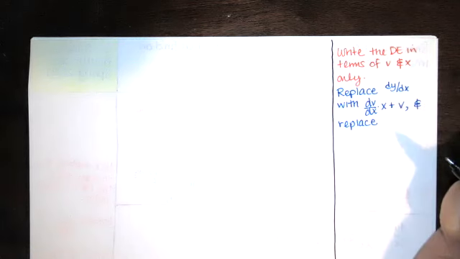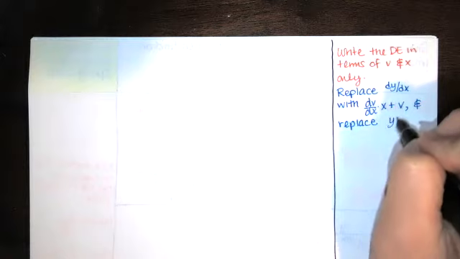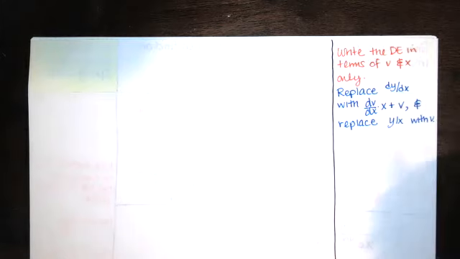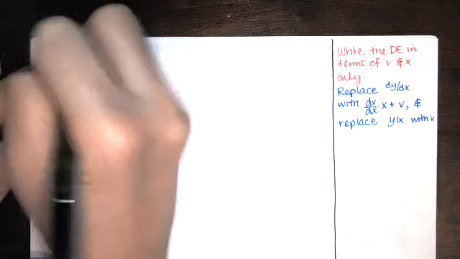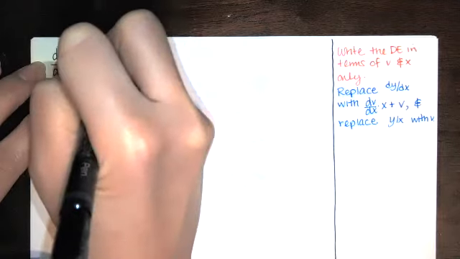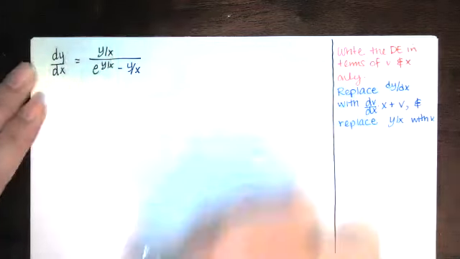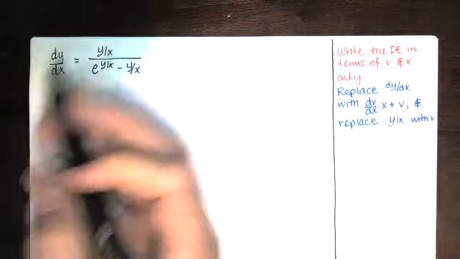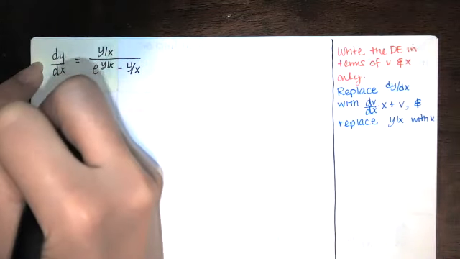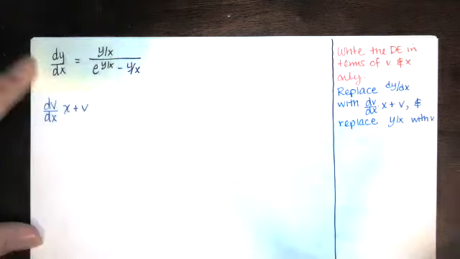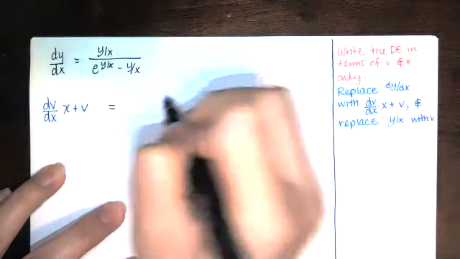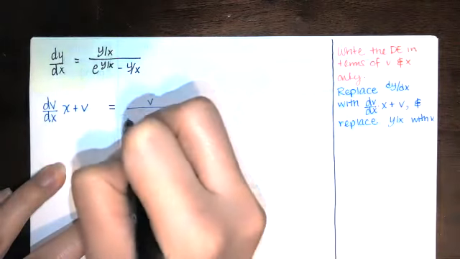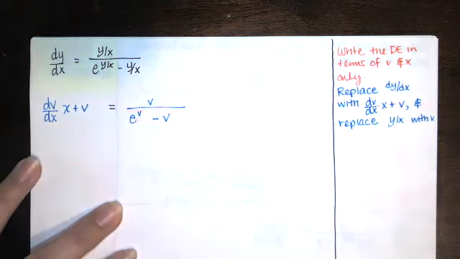And we're going to replace y over x with v. There we go. So we've got this. And we substitute dv/dx times x plus v over here. And then over here we have y over x is v. So that's v over e to the v minus v.